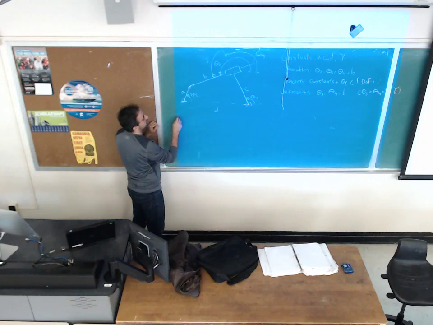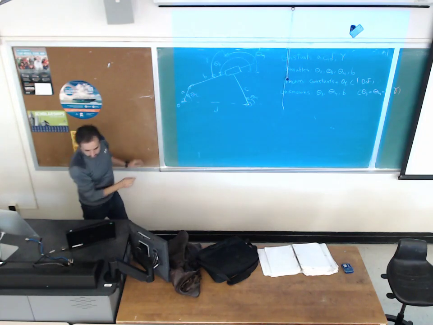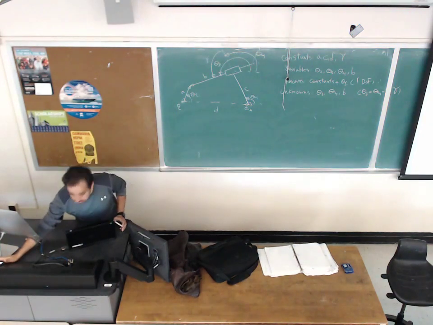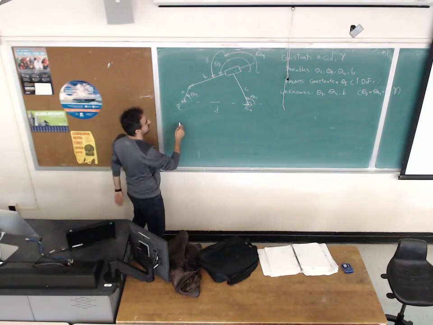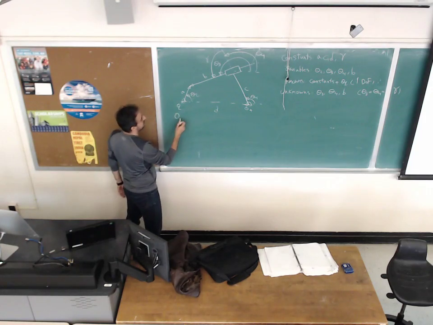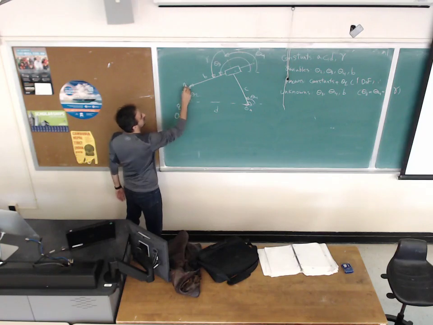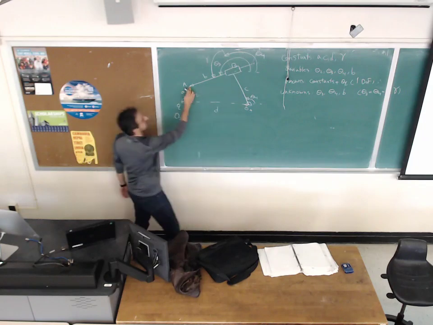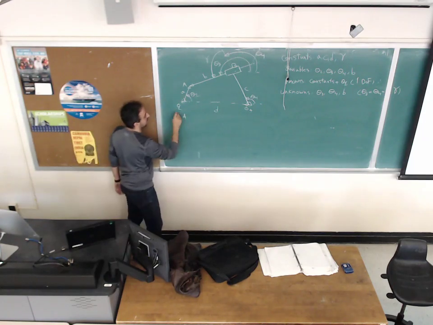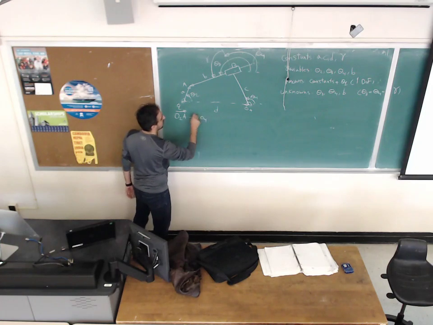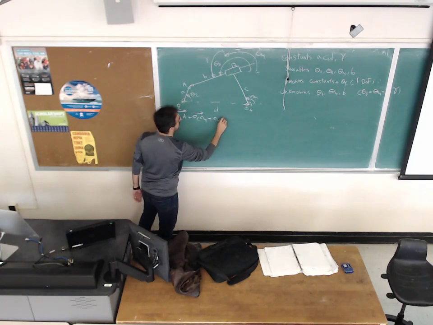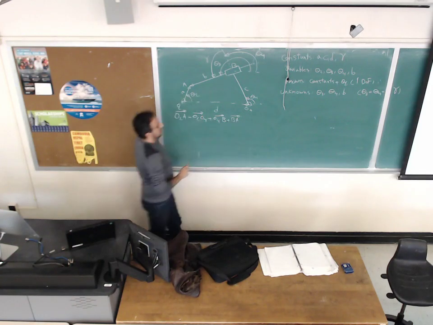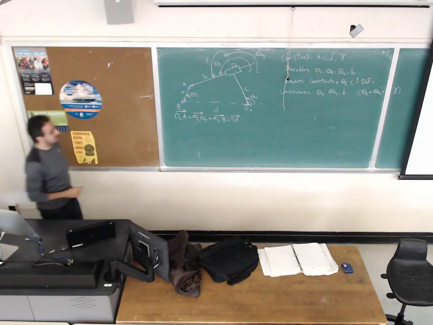And the vector loop equation would be O to A, this is the point with two arrows into that, equals O2 to O4, plus O4 to B, plus vector BA. This is what we did.